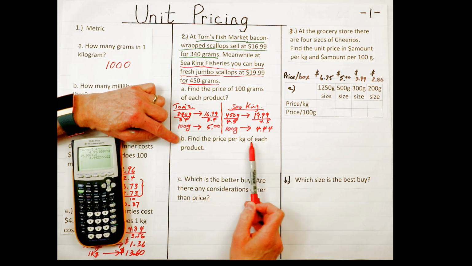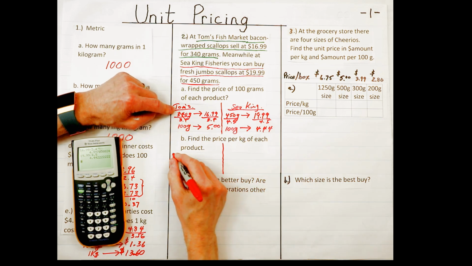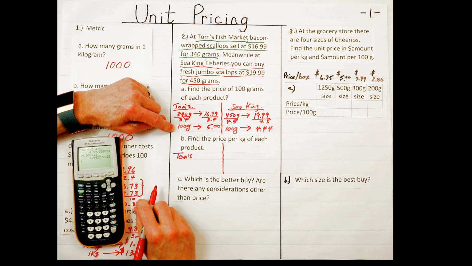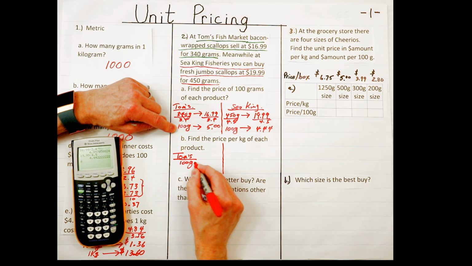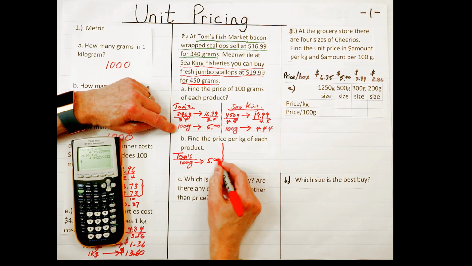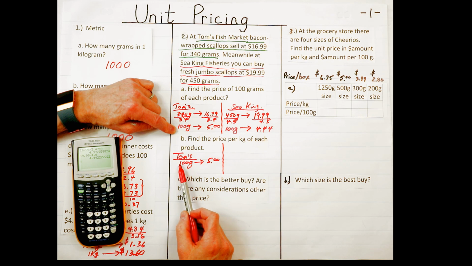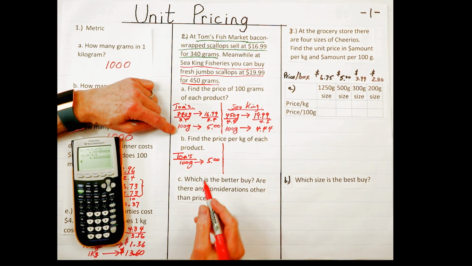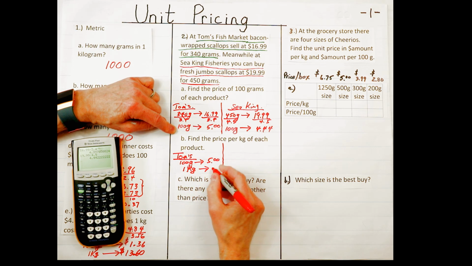Next part of the question says find the price per kilogram of each. Okay. So we're going to do Tom's. Now, we know that 100 grams is $5. Now, how do you go from 100 grams to 1 kilogram? 1 kilogram is 1,000 grams. So you have to multiply by 10, correct? So if we multiply by 10, we're going to get 1,000 grams, or 1 kilogram, is, 5 by 10 is $50.